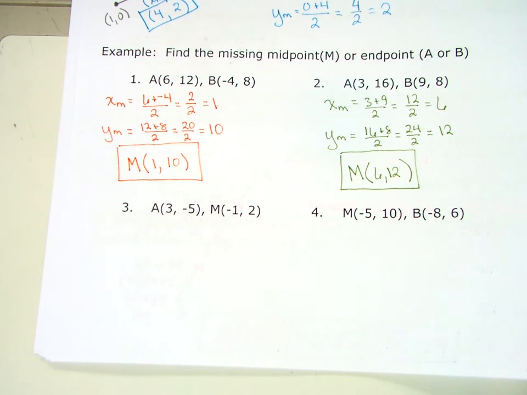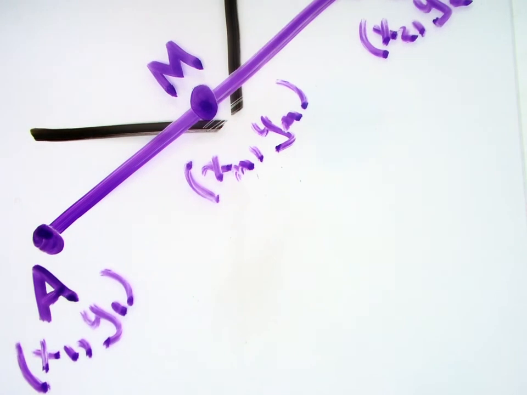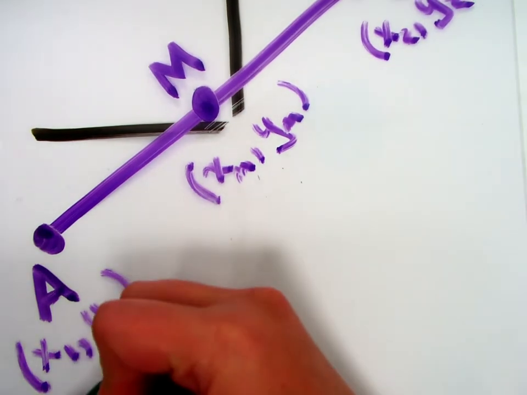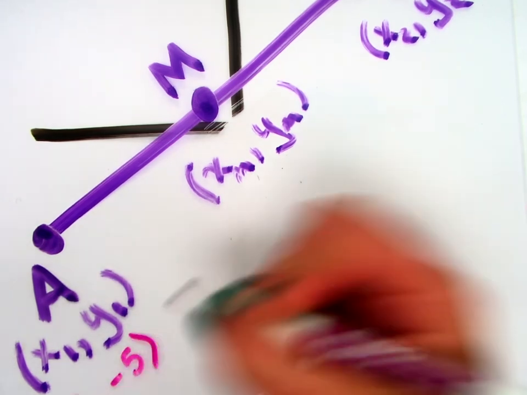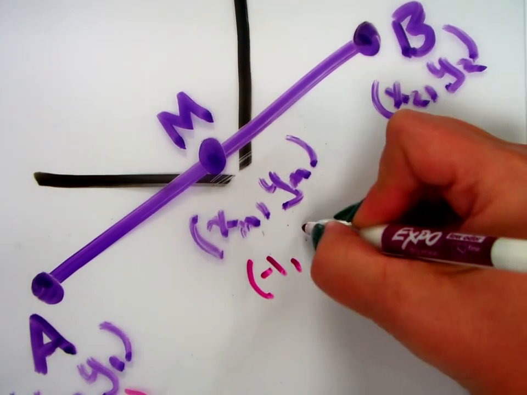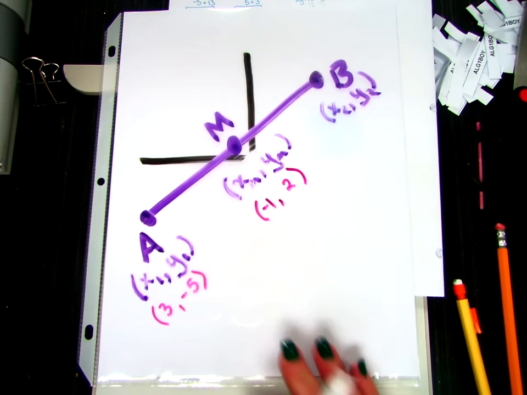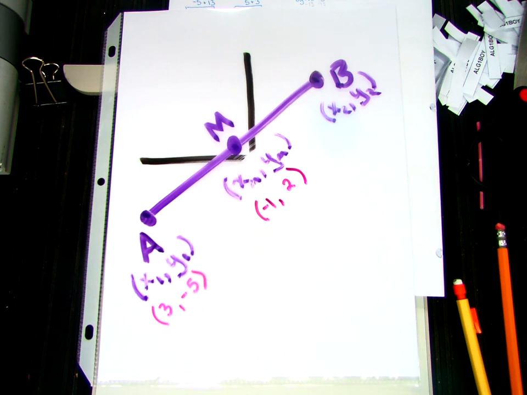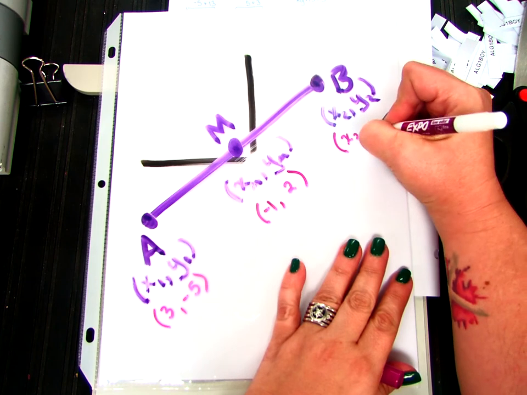Okay, so what they gave me is one endpoint, A, was 3, negative 5. So A is 3, negative 5. And they gave me the midpoint. My midpoint is negative 1, 2. Okay? And I'm looking for the other x value, right? I need to know what is this x2, what is this y2.